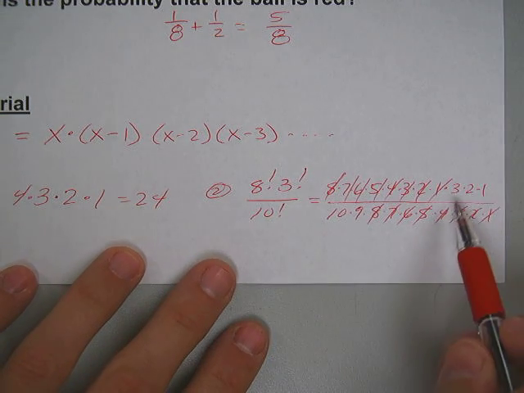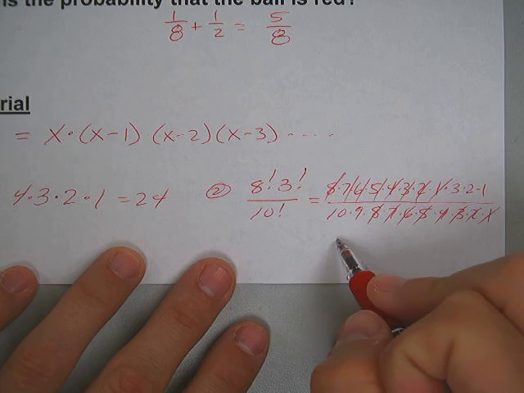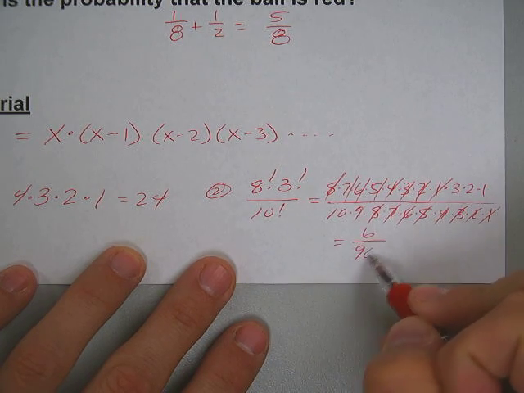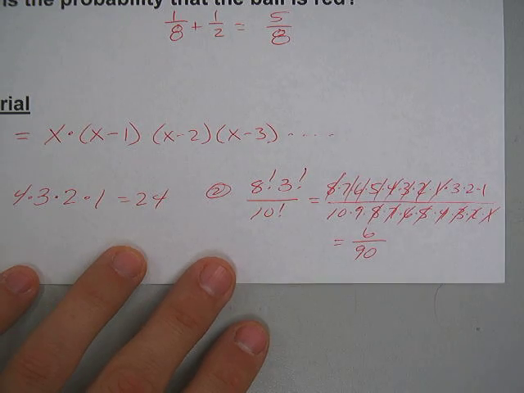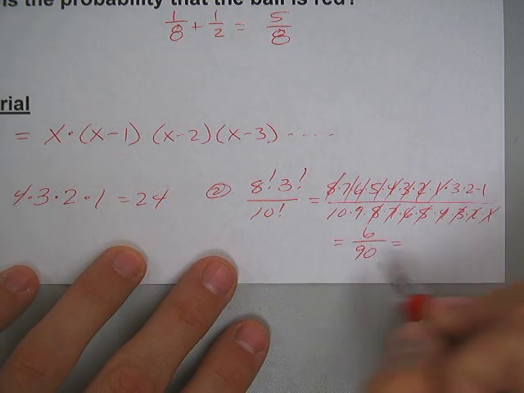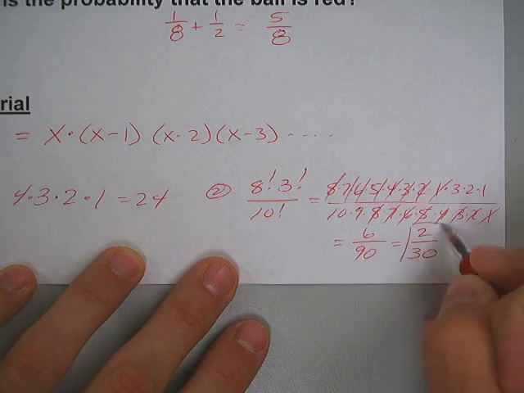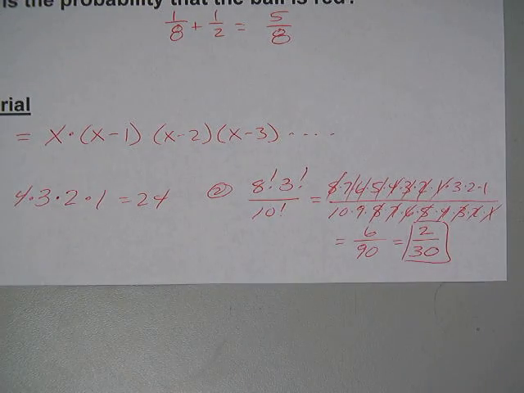And if you look at it, you can just do a bunch of canceling. So the 8's cancel, 7's cancel, 6's cancel, 5's, 4's, 3's, 2's, 1's. And so as I look at it, up on top I just have 3 times 2 times 1, which is 6. And on the bottom I have 10 times 9, which is 90. Obviously you can reduce that a little bit. 3 will go into both. 2 over 30.